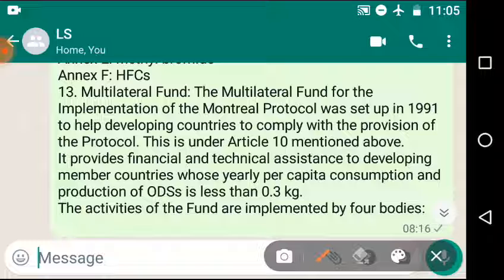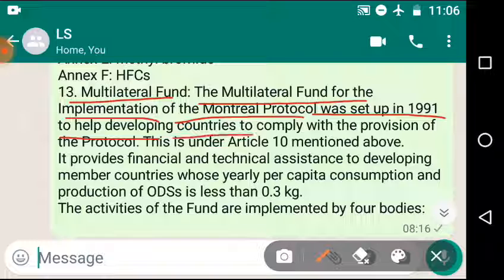And the fund is actually a multilateral fund. That means not only one country is responsible, but other countries are funding to make that technical approach accessible to each and every country that is a member of this protocol. So the multilateral fund for the implementation of the Montreal Protocol was set up in 1991 to help the developing countries comply with the provisions of the protocol.